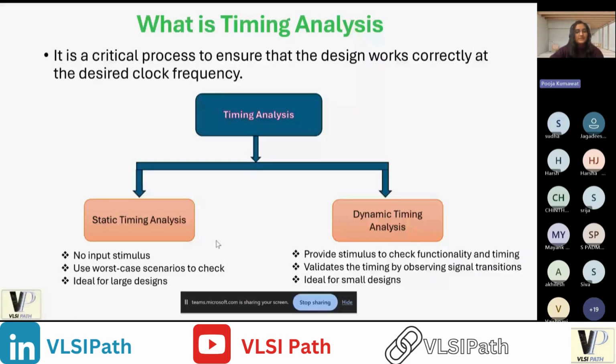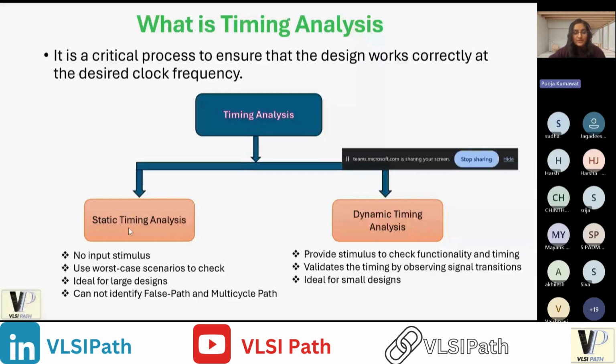Now, in the STA, it cannot identify false path and multi-cycle path. What are these false path and multi-cycle path? We will discuss in the next slides, but it cannot identify them by itself. And the DTA can identify false and multi-cycle paths. Now, maybe some of you are thinking that in the STA, we check the false path and multi-cycle path. Why am I saying it cannot identify? The reason is in STA, we are not using any input, and false path and multi-cycle path we check with respect to input test vectors. So in the STA, we cannot identify, but we define them in a separate file.